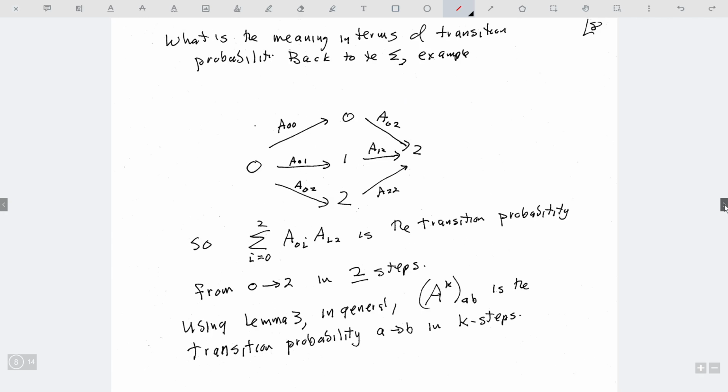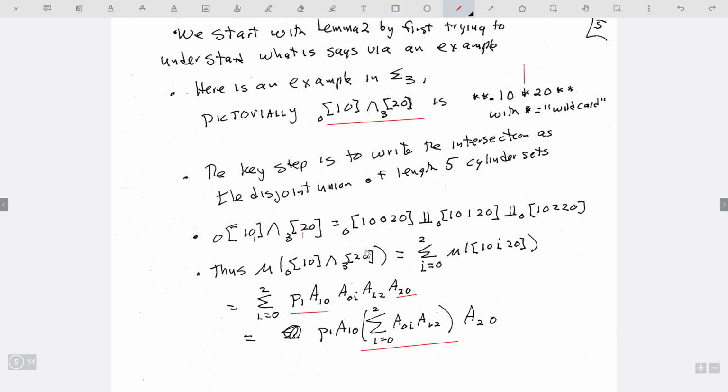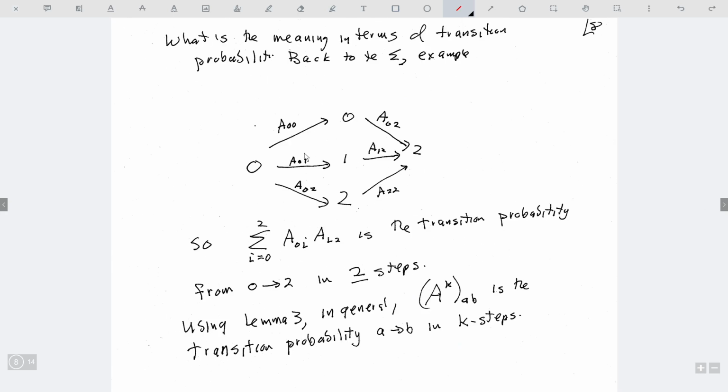All right, but I wanted to investigate a little more about what this means in terms of transition probabilities. Let's go back to the sigma 2 example, where we have these and these, or if you like, this sum here. This sum here. Now, what's the meaning? Well, the probability of going from 0 to 0 is A0,0. From 0 to 1 is A0,1, A0,2. And then from 0 back to 2 is A0,2, A1,2, A2,2.